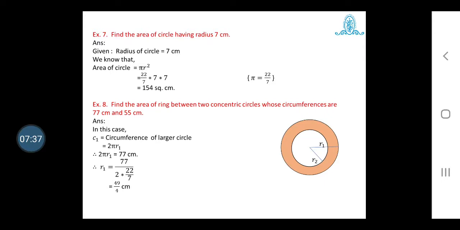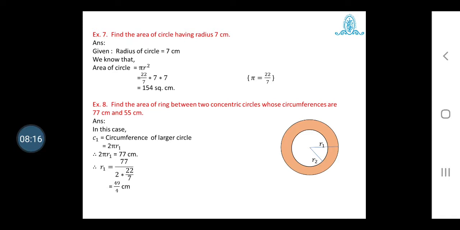The value of pi is what? 22 upon 7. So, 22 upon 7 into 7 multiplied by 7. So, 7 of the numerator and denominator get cancelled and remaining is 22 into 7. So, 22 7s are 154. And again the unit of area is a square centimeter because radius having unit centimeter. So, the area of circle is equal to 154 square centimeter. Is it? These are very simple examples.